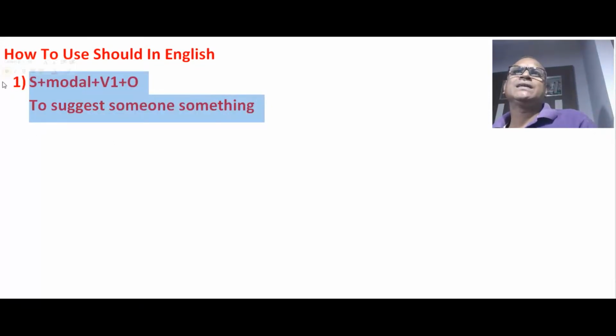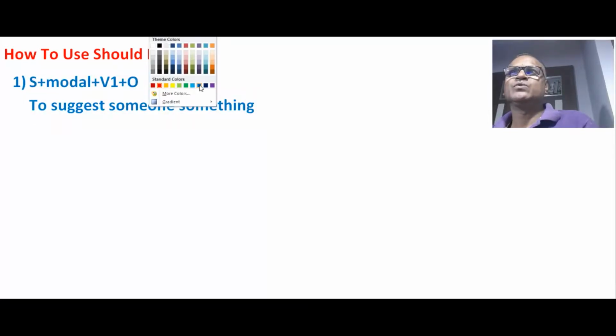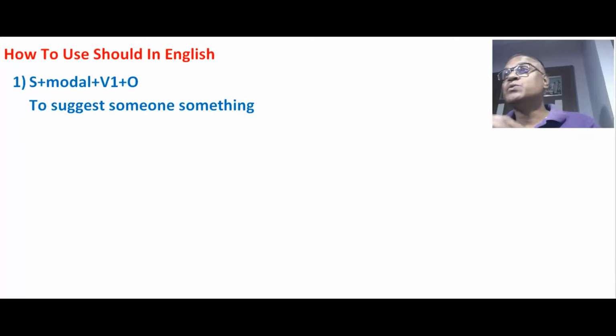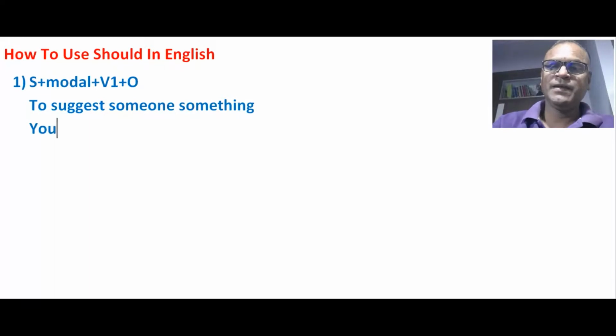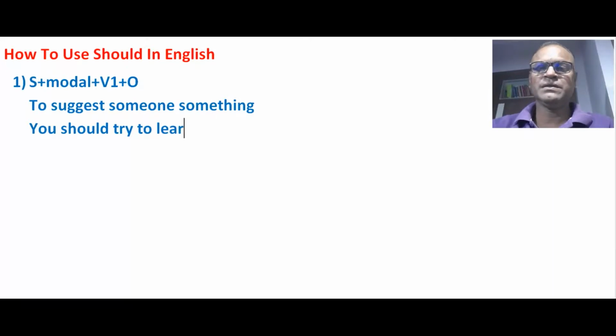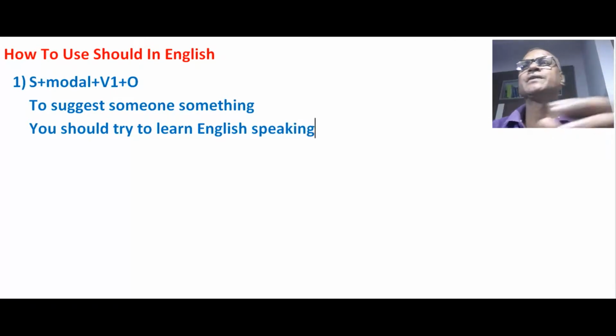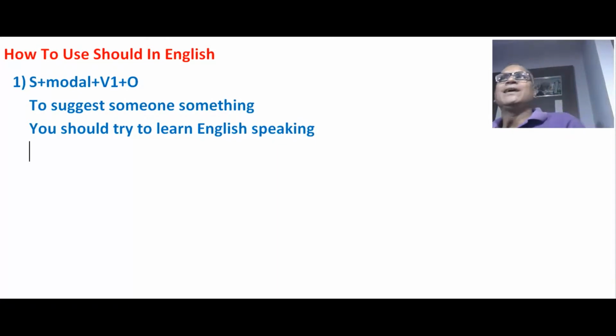When we want to suggest someone something, we use should. Like, you should learn English. You should try to learn speaking. You should try to learn English speaking. It's a suggestion, and I would like to give you one more example to understand how we use that modal for suggesting someone.